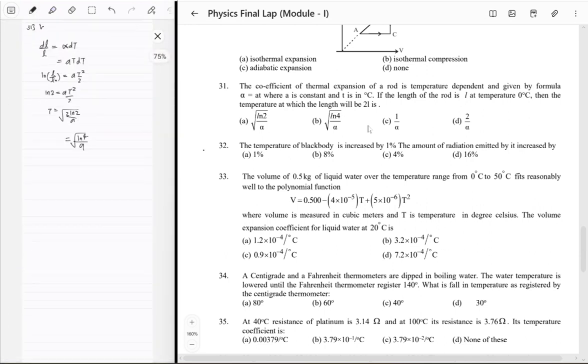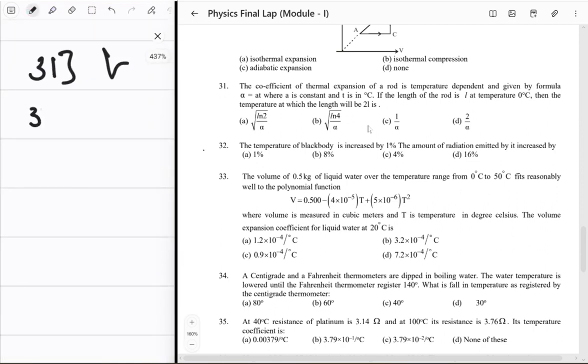Next, 32. The temperature of a black body is increased by 1 degree Celsius. The amount of radiation emitted by it is increased by how much? So it's sigma T power 4. That's the power, and the amount means energy, right? Yeah, the power. So sigma T power 4, so it's like 4 delta T upon T, right? That much. So 4% increase. So C. Next question, 33.